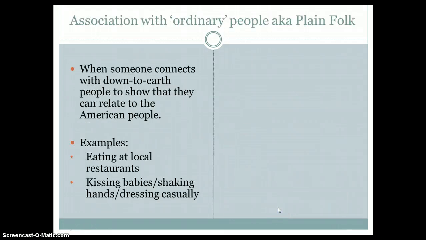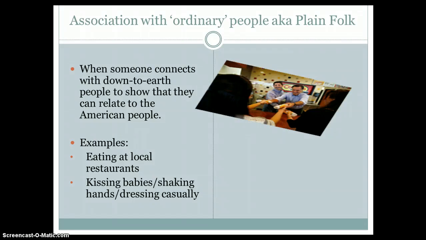Our next one is an association with ordinary people, also known as plain folk. Plain folk is the simpler way to remember this. Okay, and it's when a candidate is trying to connect with people in a down to earth way, so everyone can relate with them. So the first example is sometimes candidates will go to local restaurants, things that are really big.